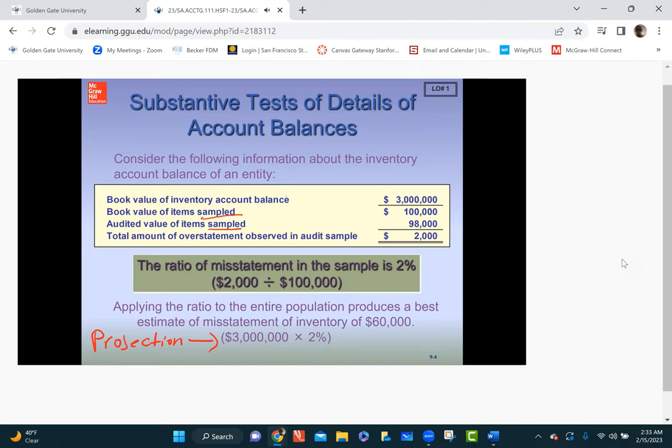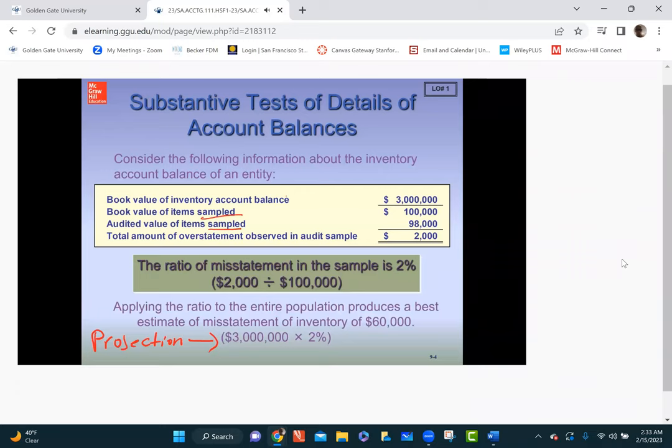I then do some auditing of that. I look at the proper value for those items, and I determine that the proper value is $98,000. So I have an overstatement here of $2,000 in the inventory. So I would do what? I would take that 2,000 divided by the 100,000, that's the dollar amount of my sample, and that gives me a 2% error rate in my sample. I then project that by multiplying the 3 million book value times the 2%. That means I'm projecting that there's a $60,000 misstatement in this inventory.